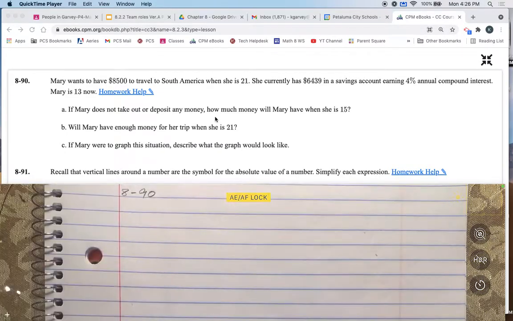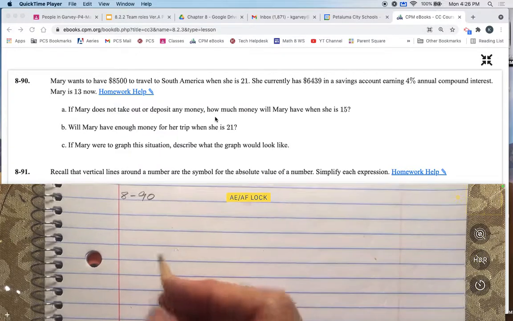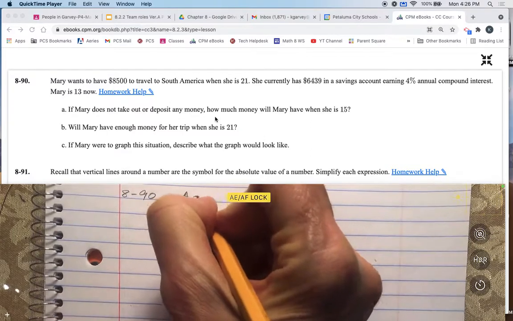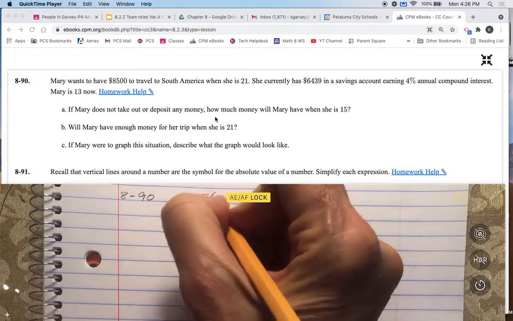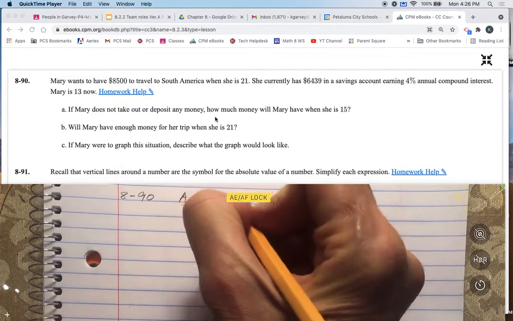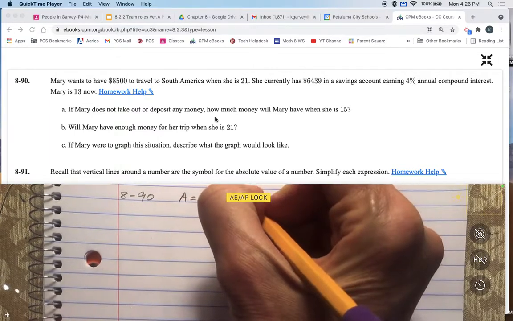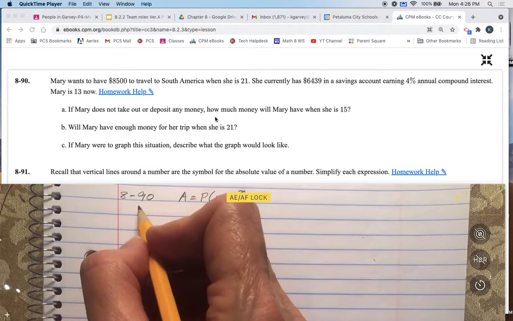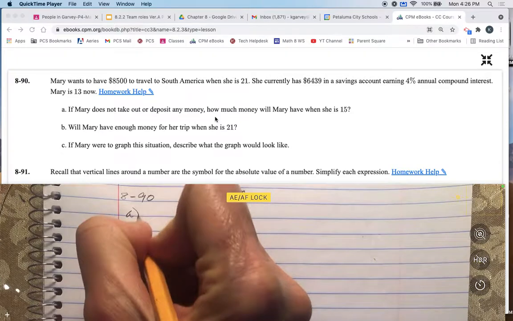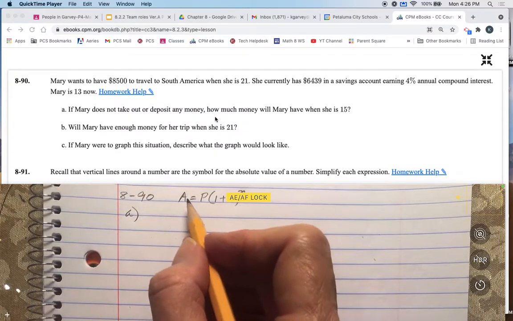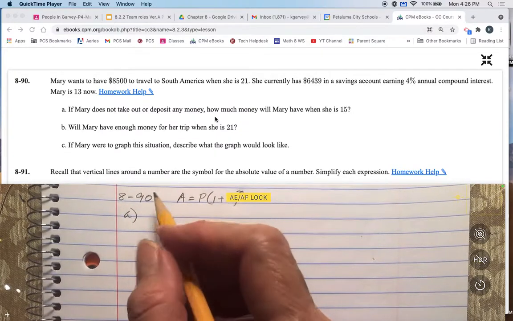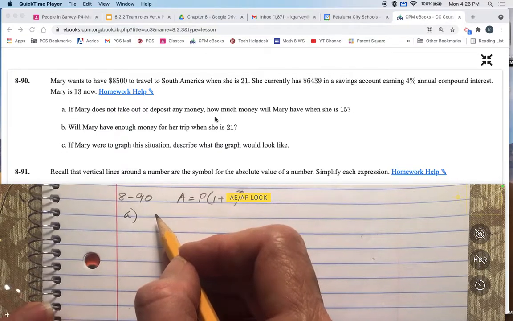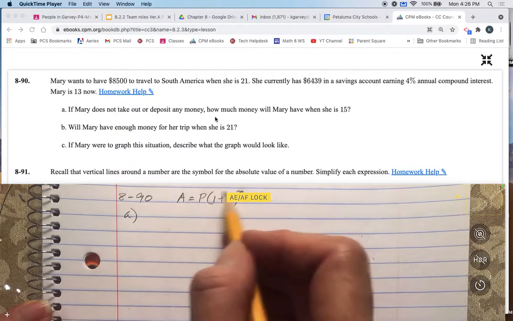Okay, so let's rewrite the equation first, just so we have this to refer to. So that's A is equal to P times (1 plus the rate of interest) to the nth power, which is the time period. All right, so A. If Mary is just relying on interest, so she's not taking out or depositing any more money, what will she have when she's 15?